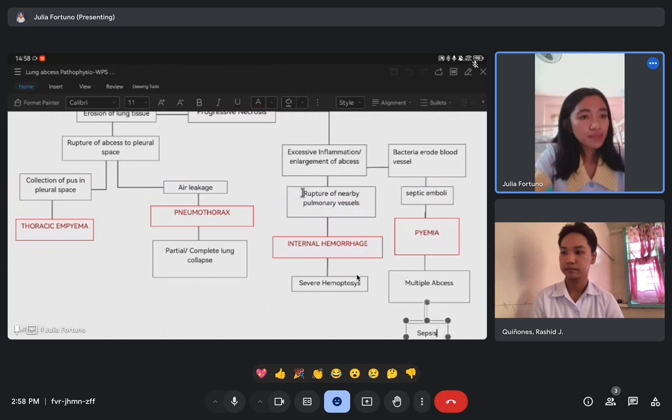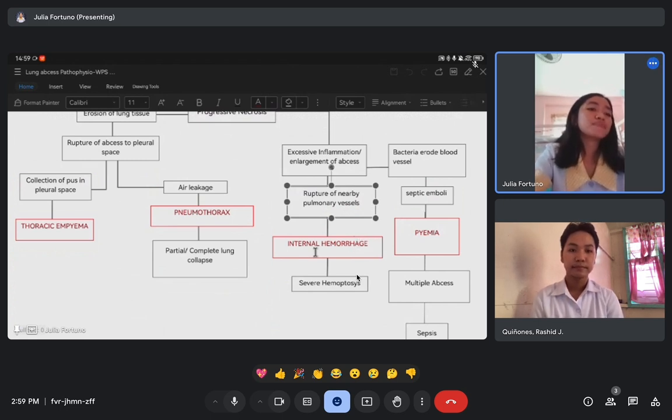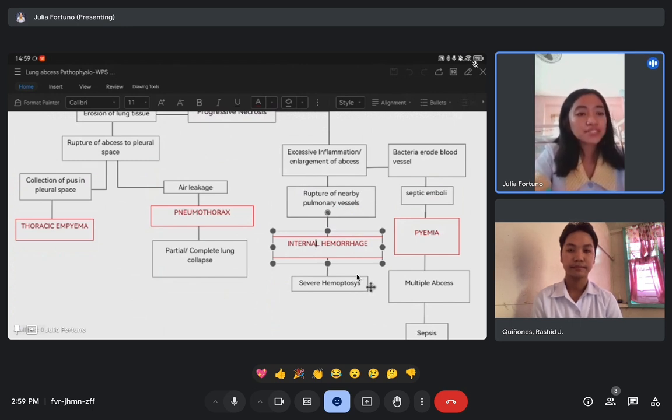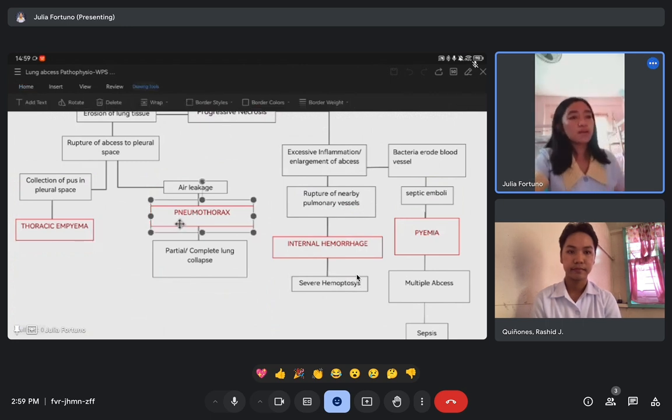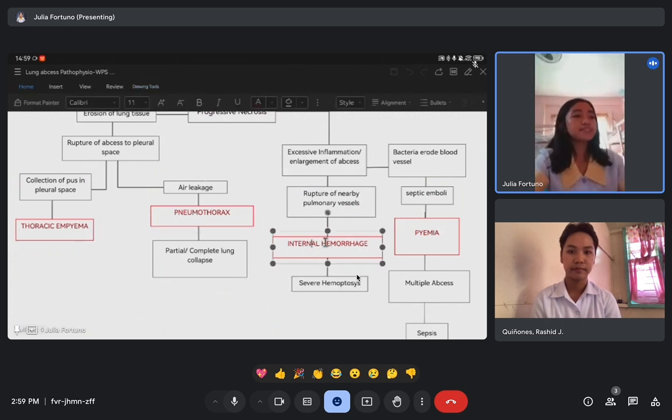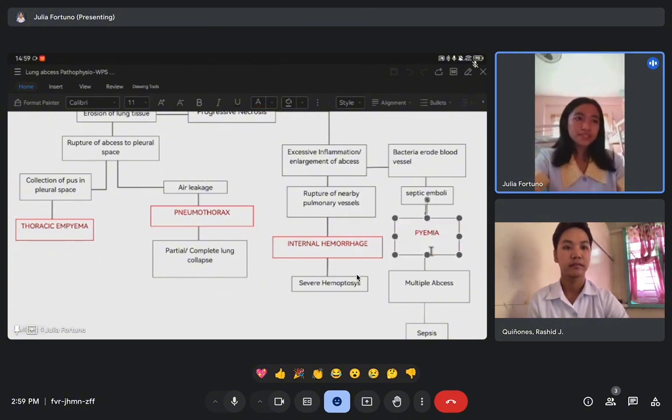And this enlargement of abscess may cause rupture of pulmonary vessels and can lead to internal hemorrhage, and this internal hemorrhage may cause severe hemoptysis. These four are the complications of what we call lung abscess.